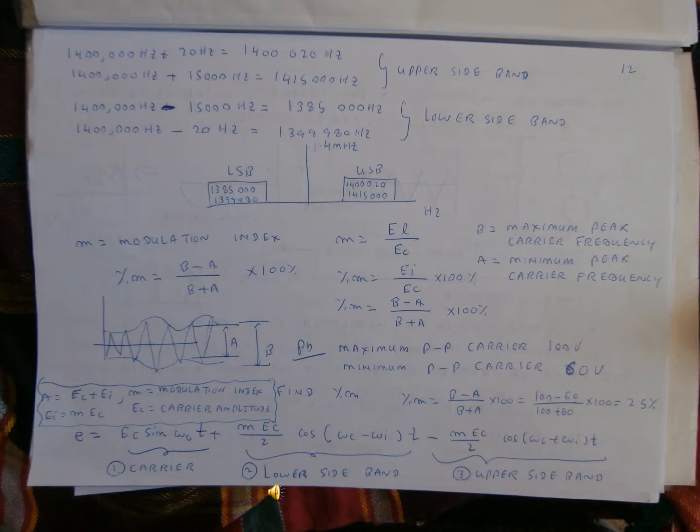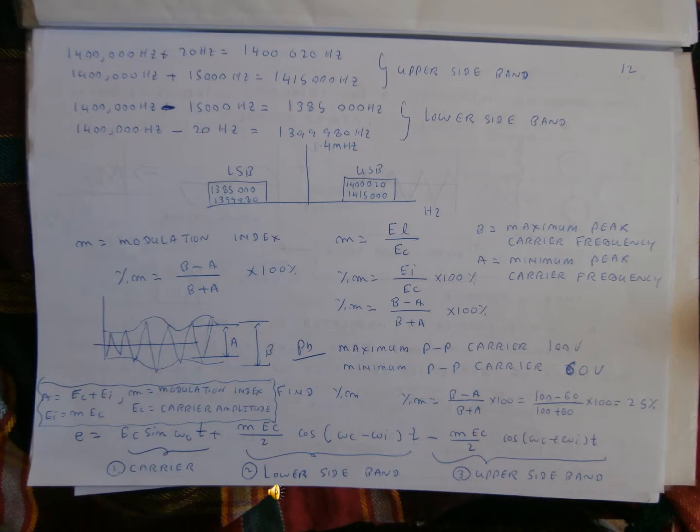The next one is the modulation index. M is equal to EI by EC. The percentage of modulation is equal to B minus A divided by B plus A multiplied by 100, which is EI divided by EC multiplied by 100. B is the maximum peak carrier amplitude and A is the minimum peak carrier amplitude. You can see the A and B magnitudes on the graph, and based on this principle we can also calculate.